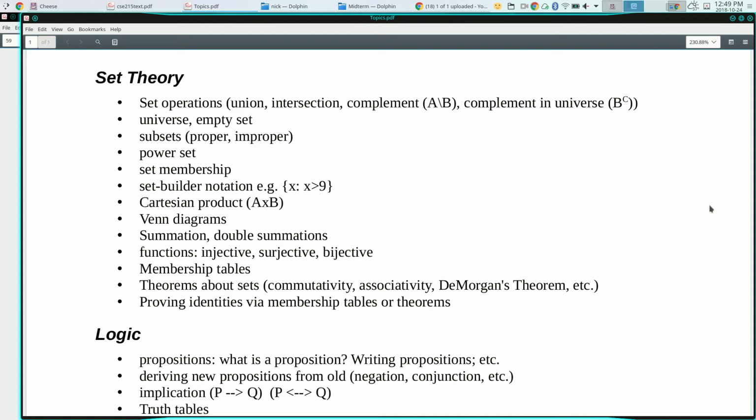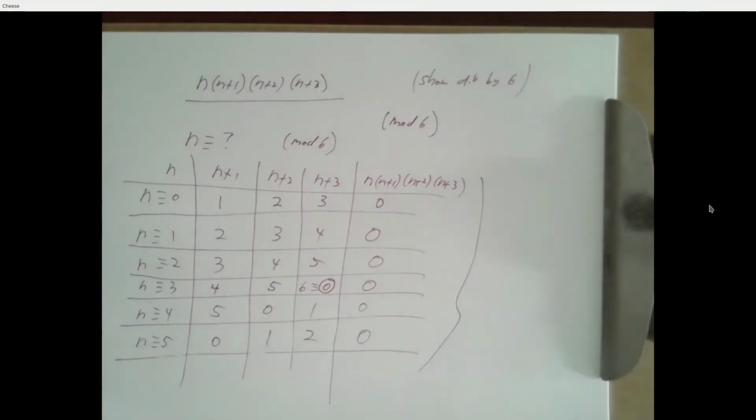Cartesian products, so if you have two sets A and B, we can take all the ordered tuples where we take something from A and something from B and we pair them together, and that becomes an element in the product. So the Cartesian product is a set of all those pairings that we can create by taking a first element from A and a second from B. Venn diagrams, so we looked at these pictures of set operations.